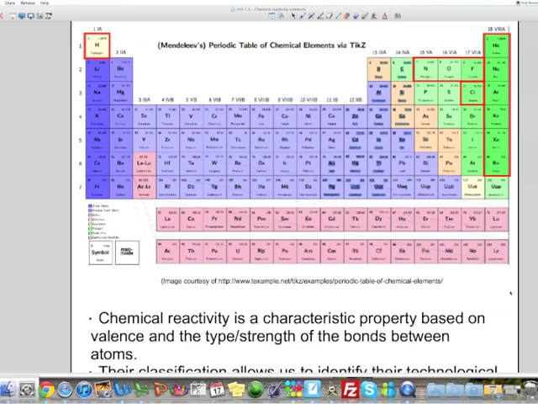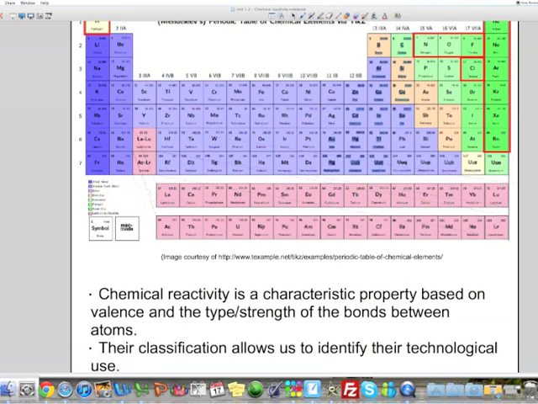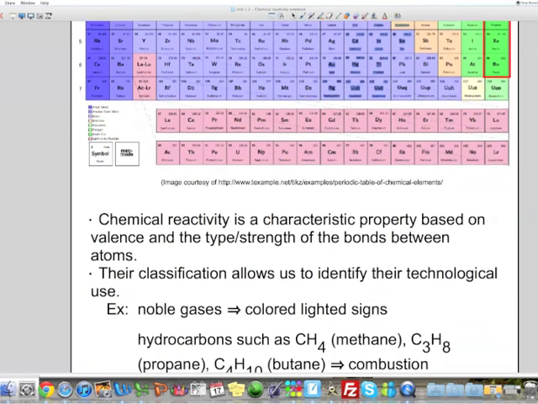It's a synonym. So, chemical reactivity is based on valence, but also the type and the strength of the bonds between the atoms. For example, if in a molecule we have single bonds, those are not as strong as double or triple bonds. It takes much more energy to break double and triple bonds, which means those molecules will not be as reactive. So the classification here is based on that. And based on that classification, and because we can predict how certain atoms can react, we can come up with different uses for those gases.